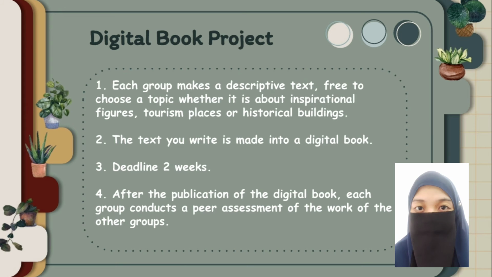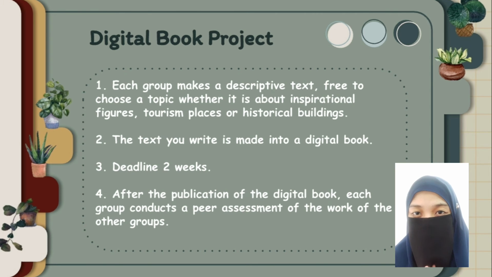text is. Now, as I mentioned earlier, the end result of our lesson is that you can make a digital book. So your next task or project is to make a descriptive text on the topic of inspirational figures, tourism places, or historical buildings. Group 1 and 2, the topic is inspirational figures. Group 3 and 4, tourism places. Group 5 and 6 is historical buildings.